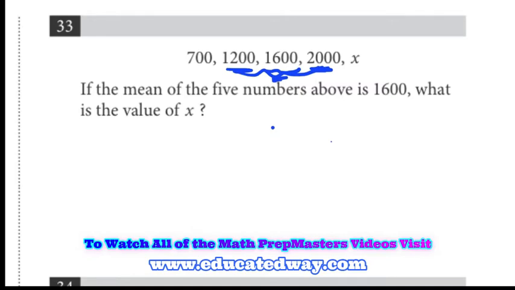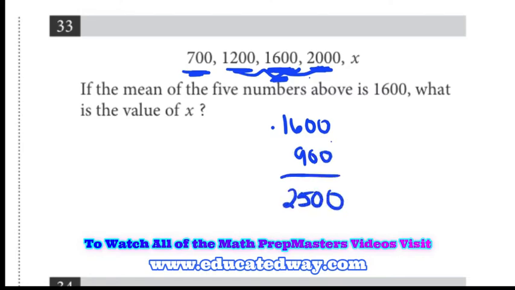Now, in the same fashion, we have 1600 here. This one is 900 less. So if we just had a number that were 900 more than 1600, 1600 plus 900 is 2500. And that is our answer. That's the number that we need to give these 5 numbers a mean of 1600.